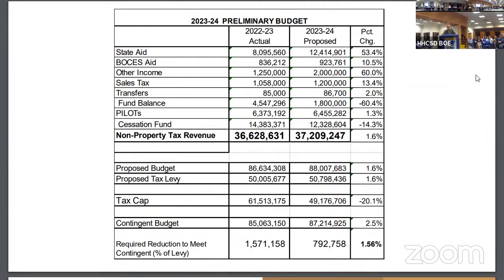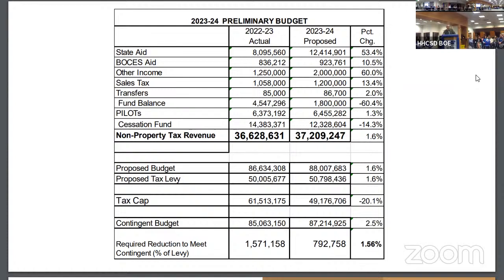BOCES aid, as everyone knows, is based on how much money we spend with BOCES, and we're increasing that on a yearly basis. Other income represents tuition for special ed, interest income. Interest income has gone up substantially. Today we invested $7 million for 3 months at 4.5%. Last year it would have been at about a quarter of a percent. So we're doing well there.